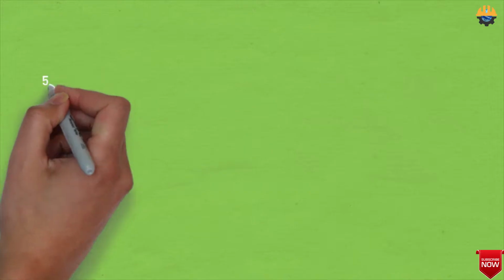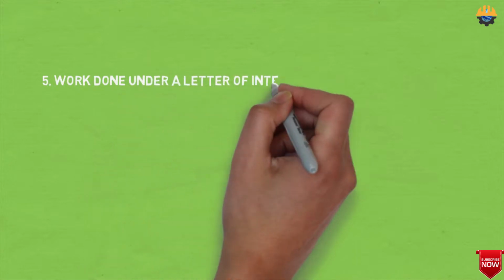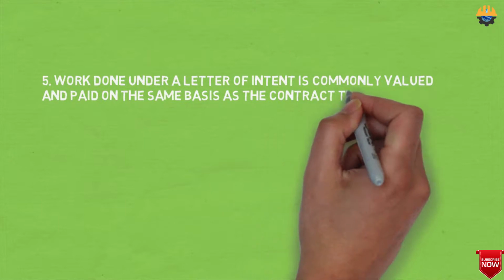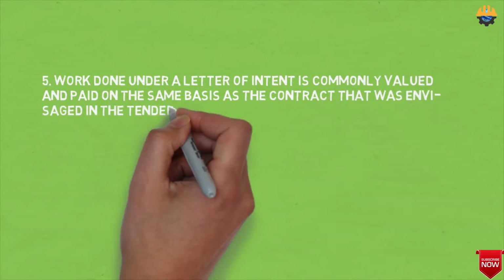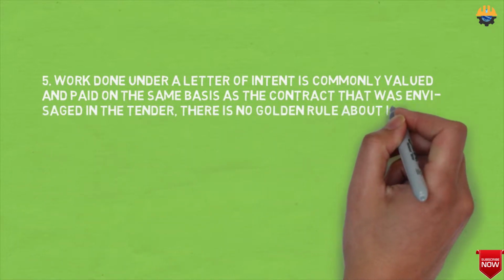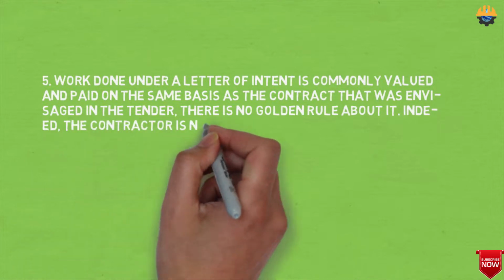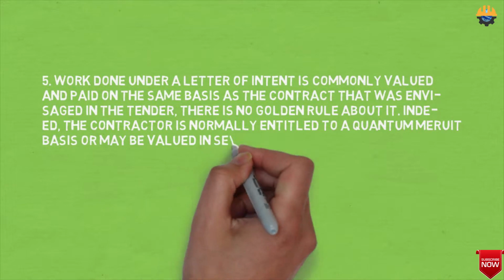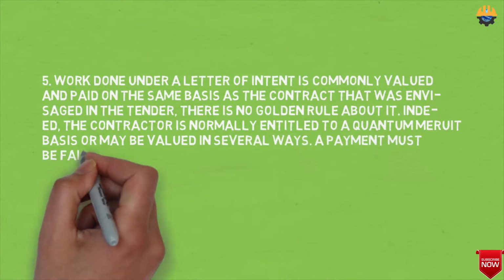Our fifth point, work done on a letter of intent is commonly valued and paid on the same basis as the contract that was envisaged in the tender. There is no golden rule about it. Indeed, the contractor is normally entitled to a quantum meruit basis, or may be valued in several ways, but a payment must be fair and reasonable.